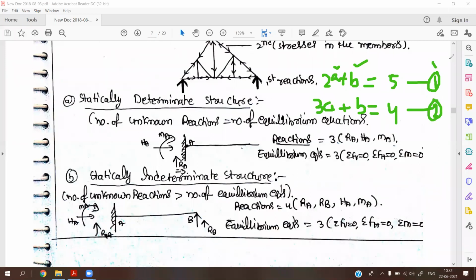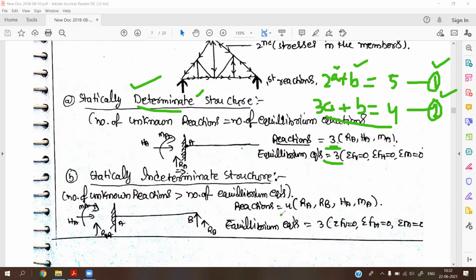How? We have two equations, two unknowns. So with the available two equations and two unknowns, we can easily find out these two unknowns. In the same way, if unknown reactions is 3, we need three equations. If two unknowns are there, two equations are a must. Then only we can determine the a and b values. Similarly, for a determinate structure we need three equilibrium equations.